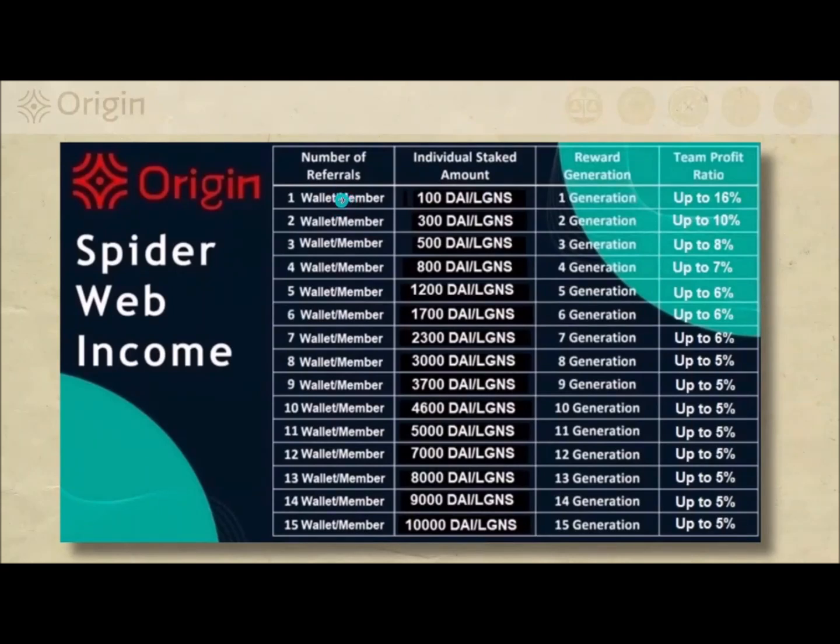Every wallet has to go through the same process. They have to have one wallet sponsored. They have to have the amount staked. All that has to happen. Otherwise, it's unclaimed money. And that's what happens. There are some other things that you should be aware of as well.